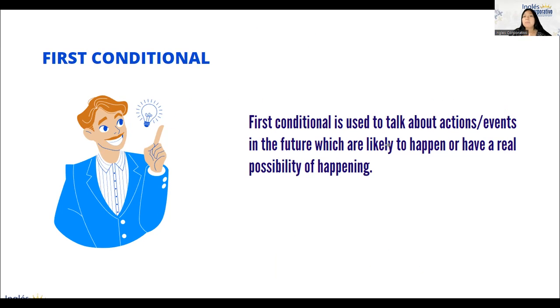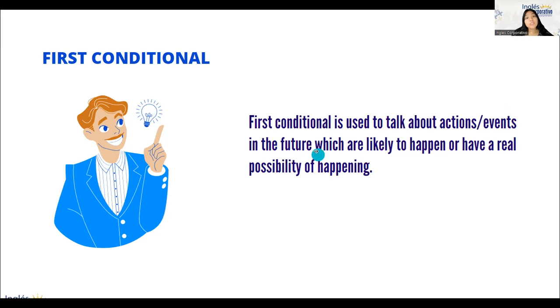So basically the first conditional lo utilizamos para eventos a futuro que probablemente, likely means probablemente, van a suceder. No estamos siendo certeros como con el condicional cero. If you remember, the zero conditional is something that is always true. Siempre es verdad lo que expresamos con el condicional cero, the one that we covered yesterday. But this one are likely to happen, pero no es algo certero.